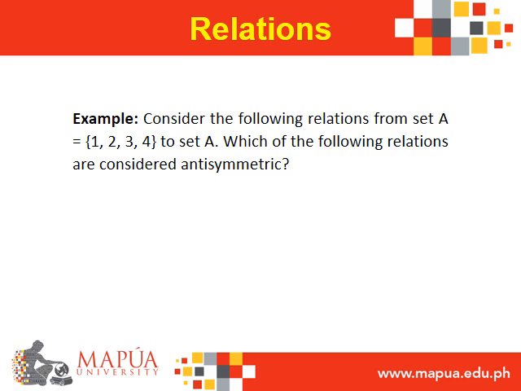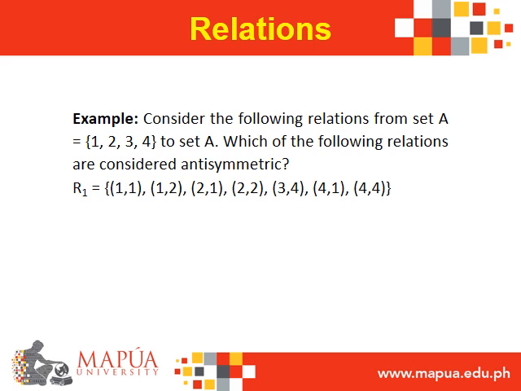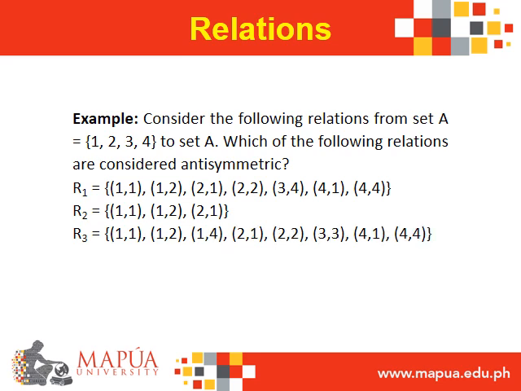Let us look again at our given example whereby we take relations from set A containing values 1 to 4. R1 is not antisymmetric due to the fact that you have the ordered pairs 1, 2 and 2, 1. Likewise, R2 is not antisymmetric. R3 is also not antisymmetric, while R4 is antisymmetric. If you look at R4, you have 2, 1, but you do not have 1, 2. You have 3, 1, but you don't have 1, 3, and so on and so forth.